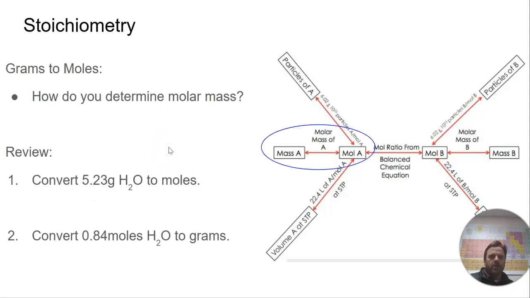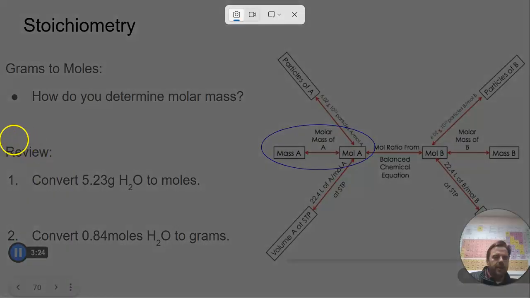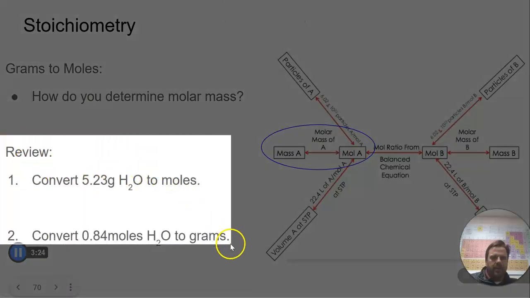Okay. So the first part of it, you can see here, you've already seen some of this where it says the mass of A by using the molar mass of A. And when they say A, they're just talking about substance A. Then you can convert between the mass of A and the moles of A. So you can see here, convert 5.23 grams of H2O to moles, or convert 0.84 moles of H2O to grams. I'm going to just do one of those problems just so we see how to do it. And then I'm going to leave the other one to you.